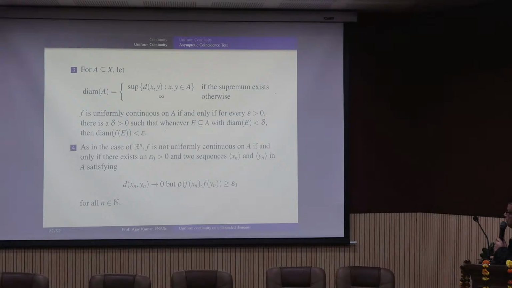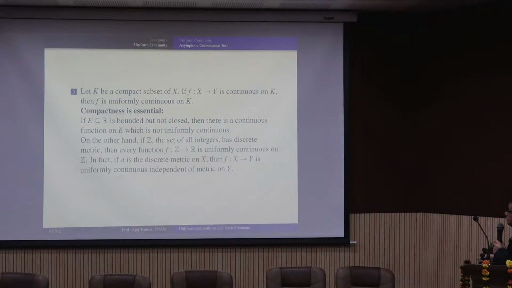Another way to look at it is to define the diameter. If the diameter of E is less than delta, then the diameter of f(E) is less than epsilon. As in the case of Rn, to show f is not uniformly continuous, you create two sequences so that the distance goes to 0 and the distance of the images is greater than or equal to epsilon naught.